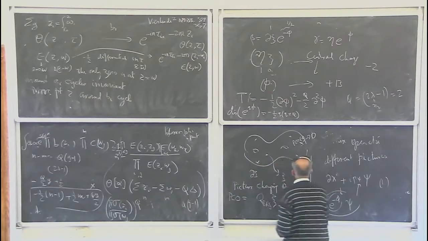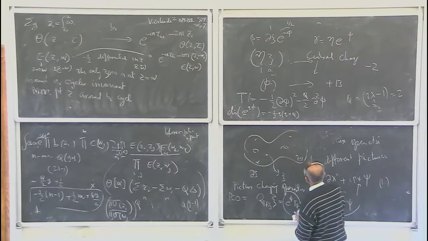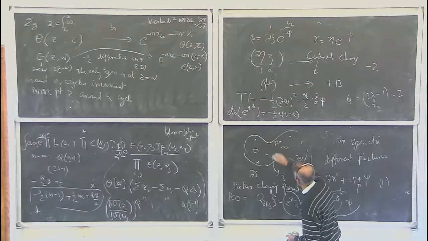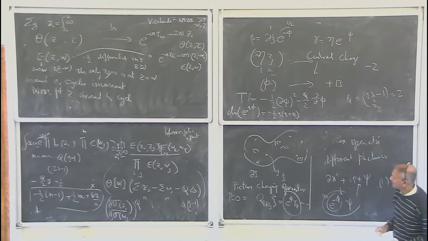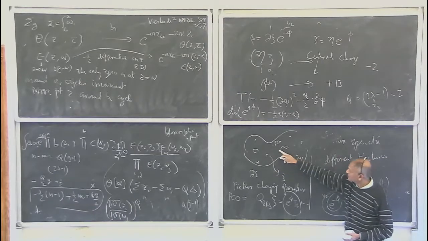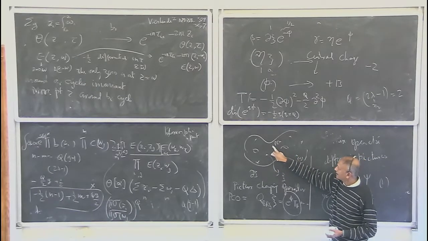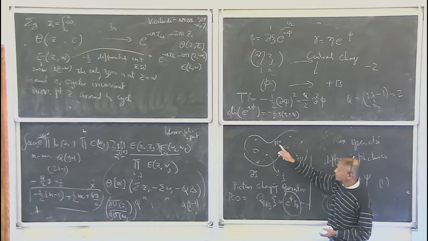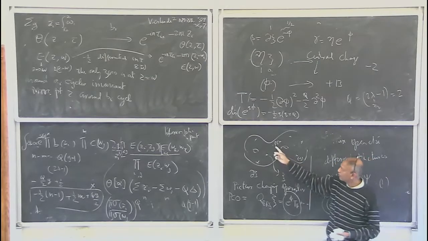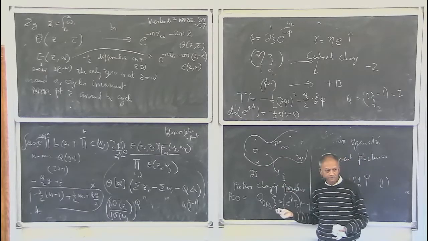So this is the way one argues that the different pictures don't matter. The other thing you can ask is, let's suppose I have some PCO sitting somewhere. Will the result depend on its position? This is a dimension 0 operator, so you should put it at a point. There's no sense of integrating it. But will it depend on that position?